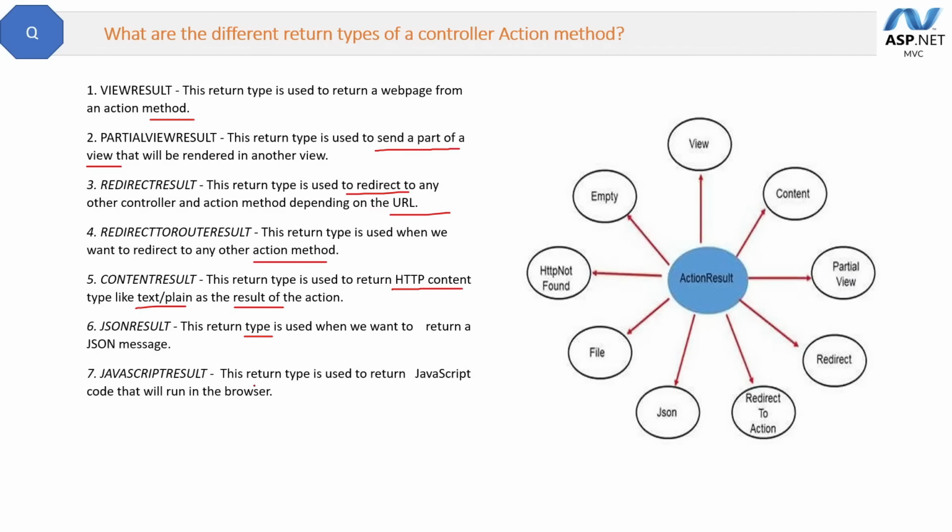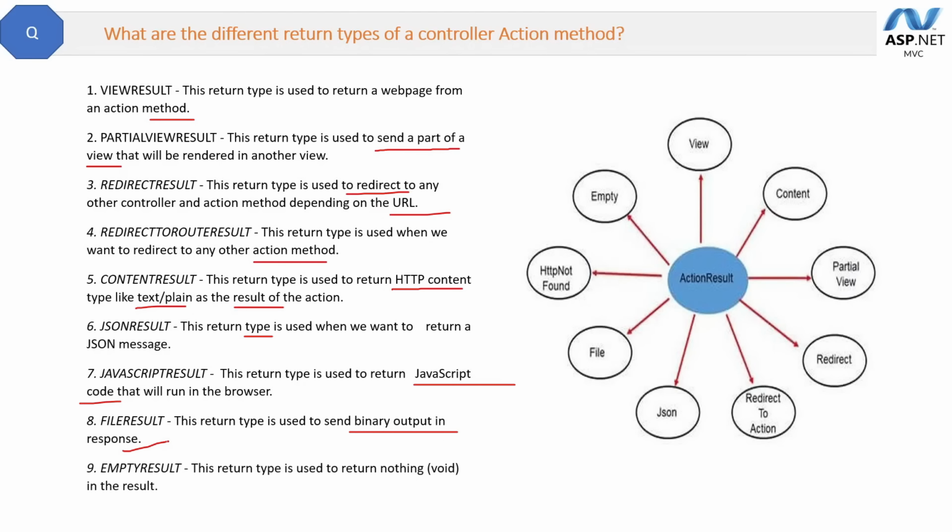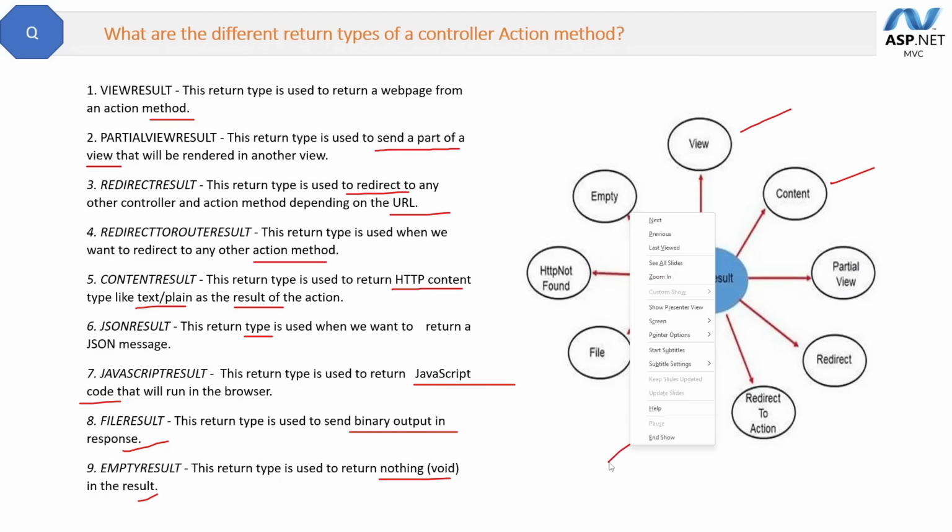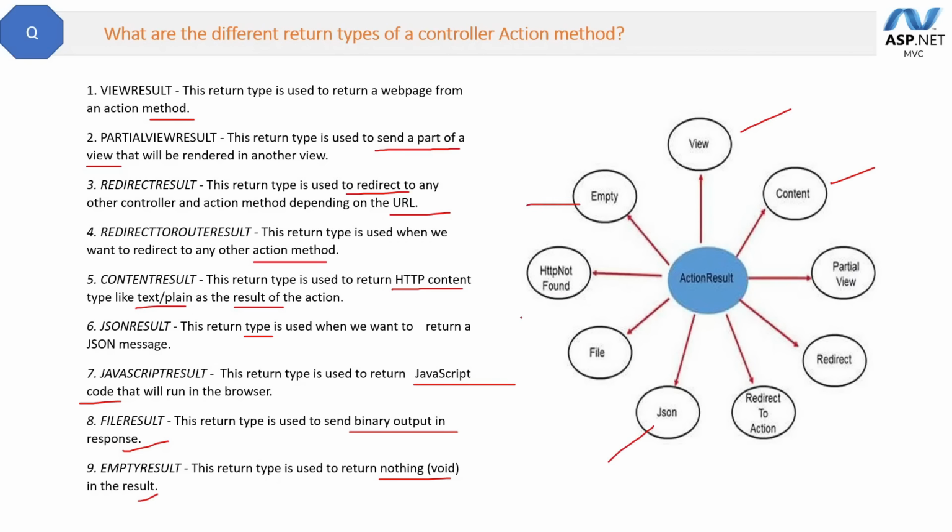Next is JavaScriptResult. This return type is used to return JavaScript code that will then be run by the browser. Next is FileResult. It is used to return binary output in the response. And the last one is EmptyResult. This return type is used to return nothing, as its name suggests. So these are the 9 result types, and you can try to remember 4 or 5. I think View is the important one, Content is the important one, JSON is the important one, and Empty is the important one. So these you can try to remember.